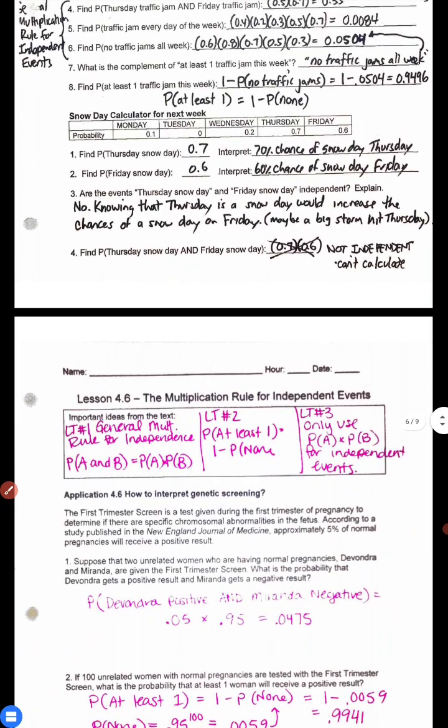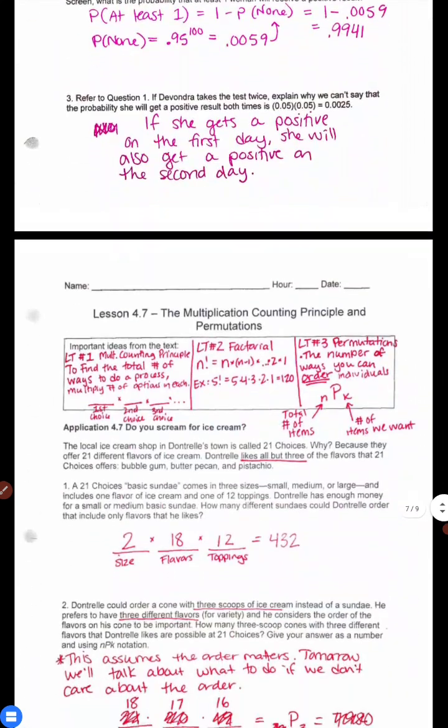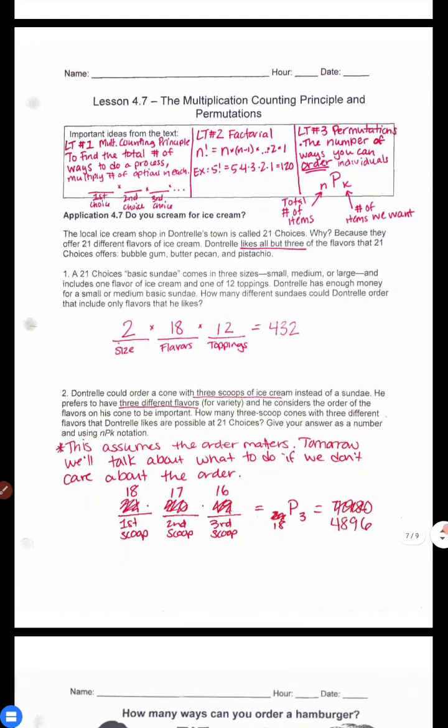All right, and again, at the top here, I've got your rules written out for you. So just a reminder, if you see the word and, you multiply your probabilities together. But that only works if your events are independent. If they're not independent, they have to give you more information in order for you to calculate that probability. If they don't, you can't answer the question. We're going to skip on down to the next page.